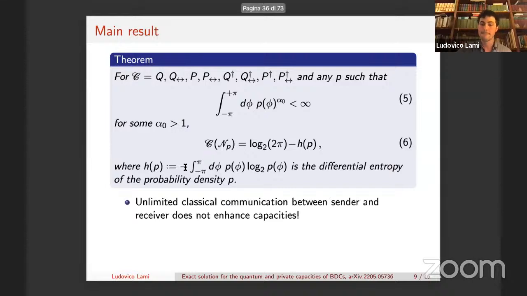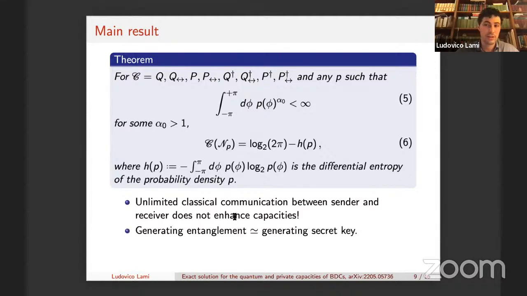In particular, this means that even if you allow unlimited classical communication between sender and receiver, you still cannot do better than the quantum capacity. So Q2, the quantum capacity assisted by two-way communication, is just the same as the quantum capacity. It also tells us that generating secret key, the private capacity, is just as hard as generating entanglement, while in principle it could be easier.